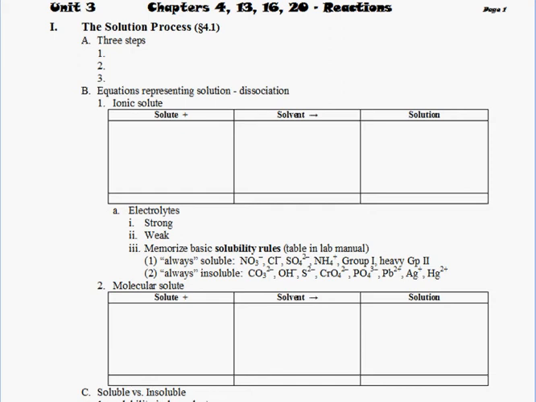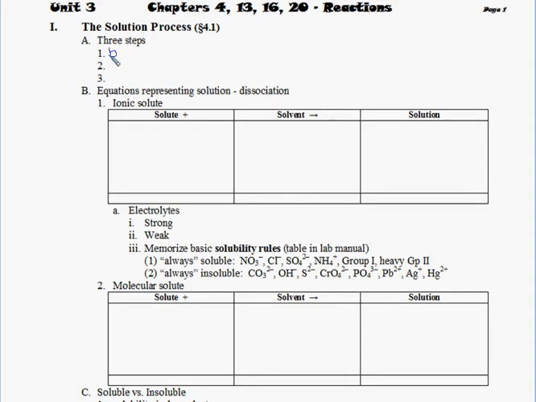All right, so this is the first lecture to Unit 3. We're on the notes page, page 1, and we're looking at the solution process and electrolytes. The first thing that you want to notice is that there are 3 steps to any solution process.